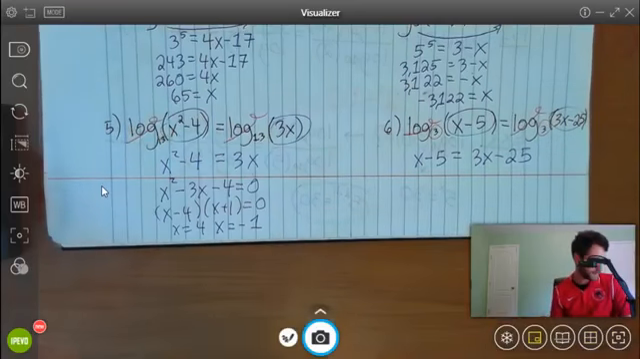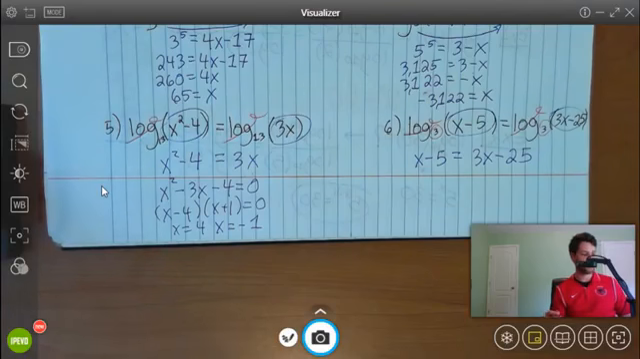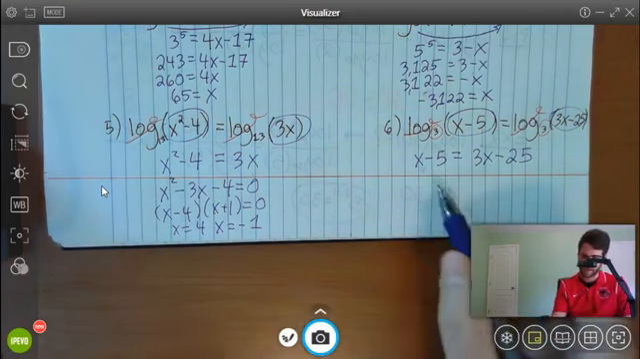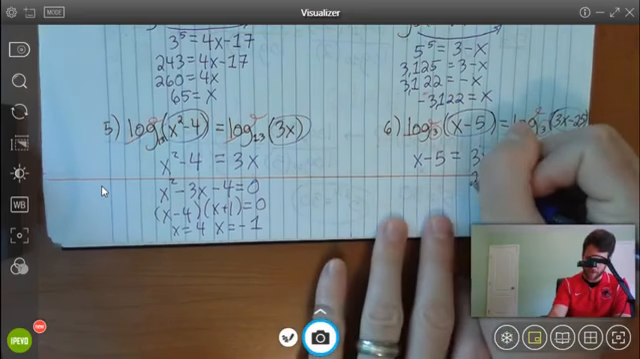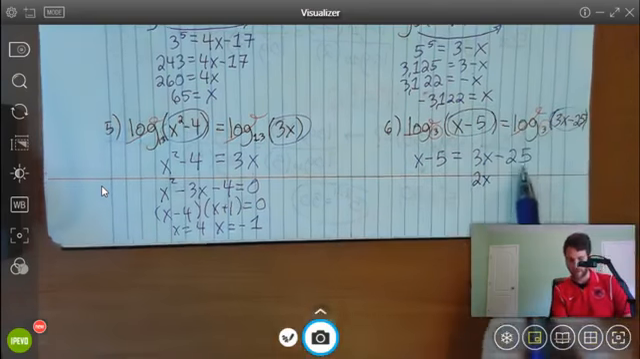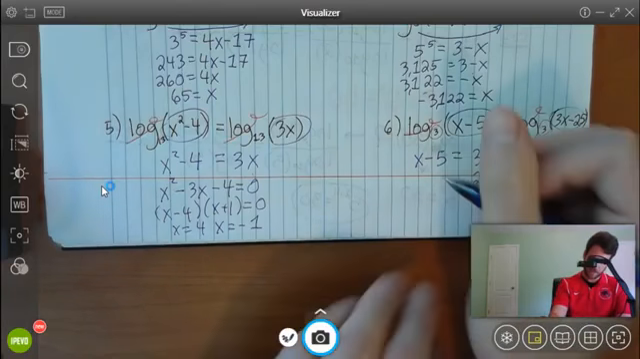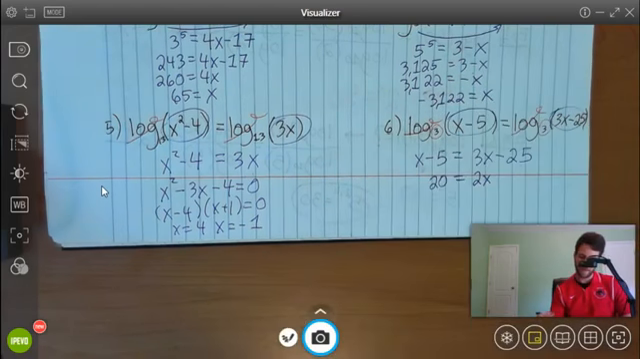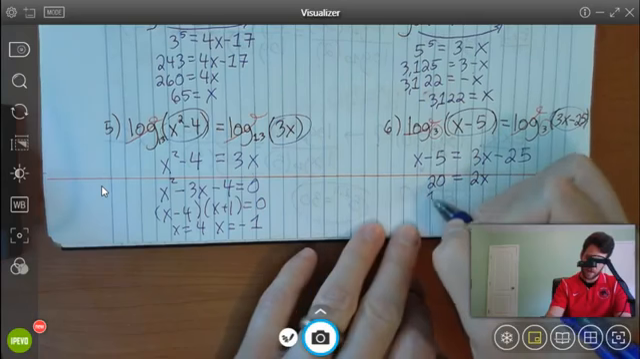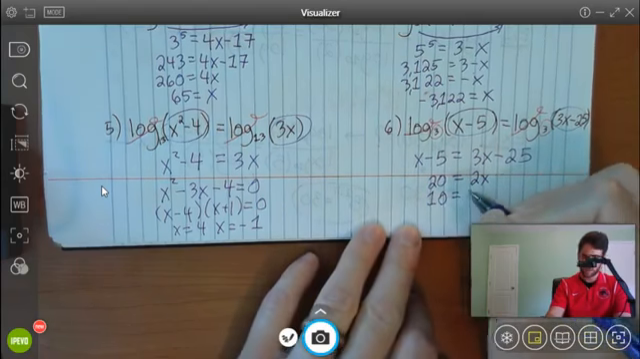And once we got in there, we just got our x's on one side, we got to put our numbers on the other side. And usually there's an easiest way to do that. So I would try to keep the x's positive if possible. So I would subtract x from both sides, getting me a 2x over here. And I would add 25 to both sides. So that would give me a 20 on the left side. So if 20 equals 2x, that means that 10 is going to be equal to x.